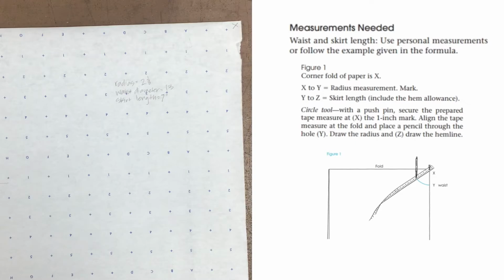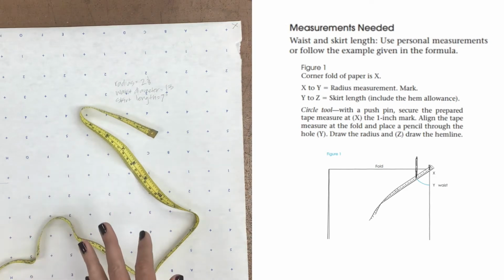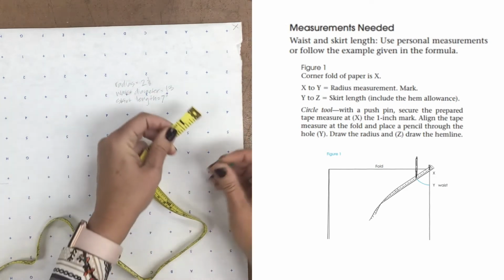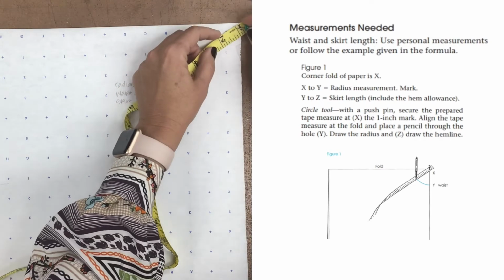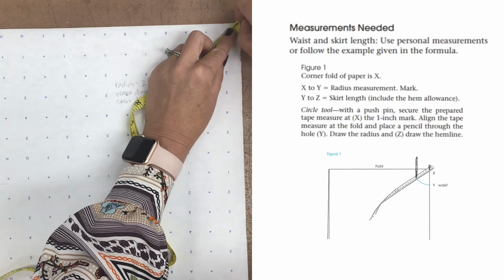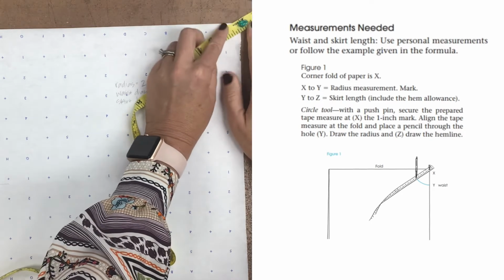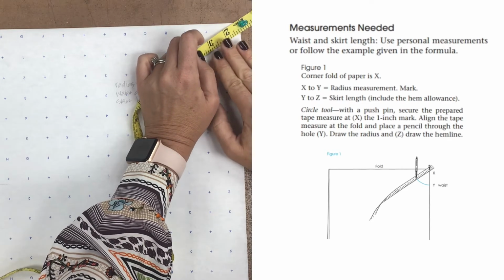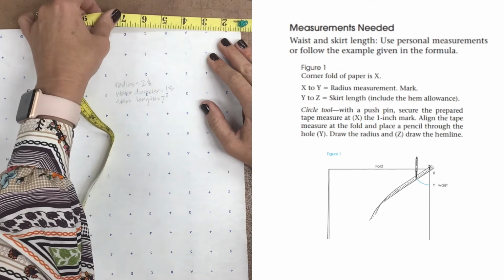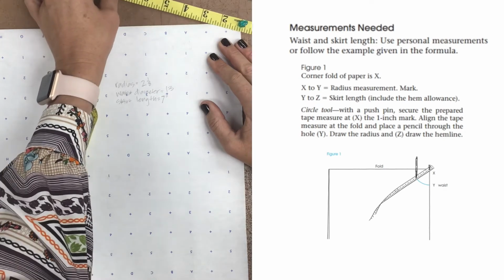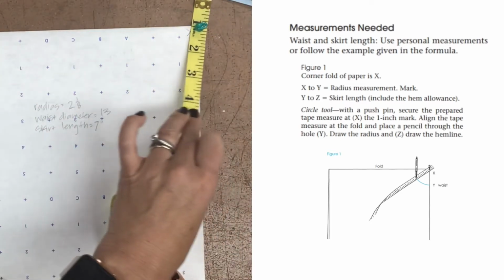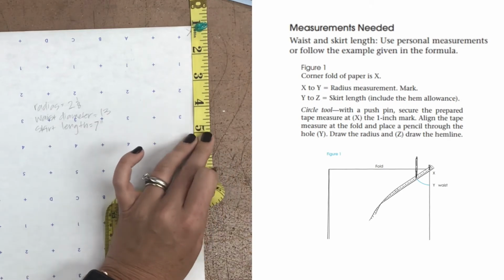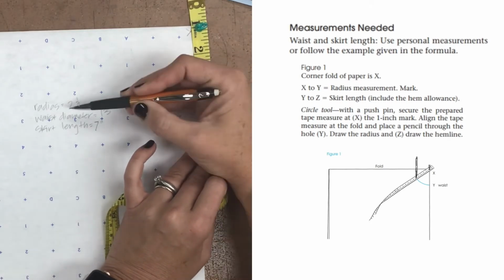Okay, so now they're saying they're playing with the measuring tape to be a circle tool, and they say get a push pin and secure our tape at X at the 1 inch mark. So I'm pinning my tape at 1 inch, and then align the tape at the fold and place a pencil through the hole on Y. So I think I must have skipped one. I think we need to actually mark where Y is. So Y is our radius measurement, again, which is 2 1/8.